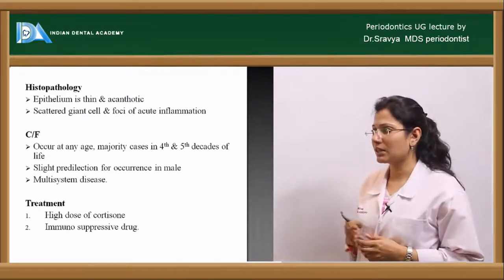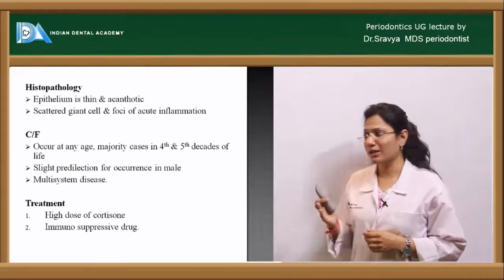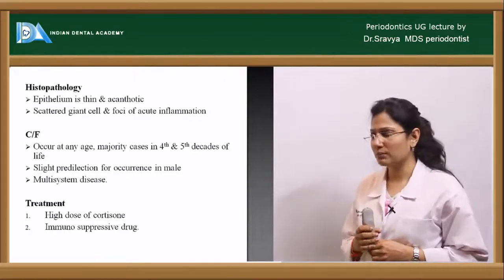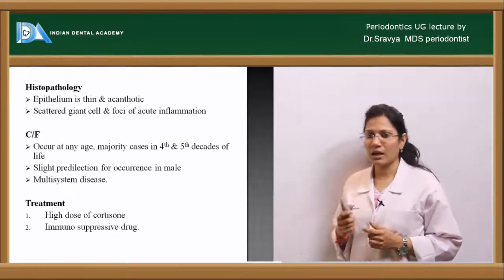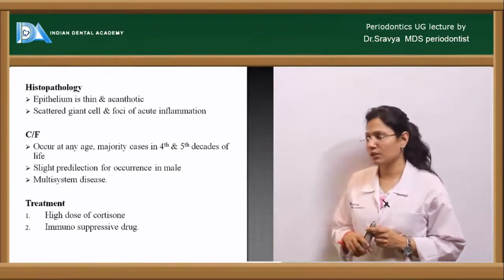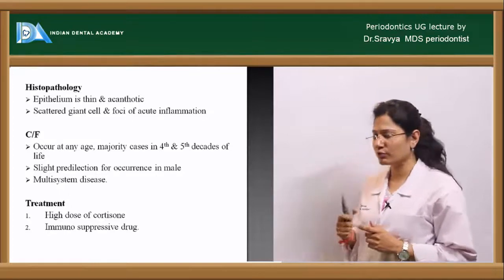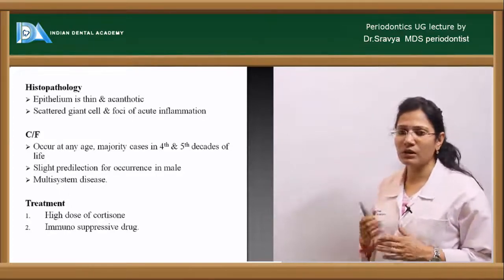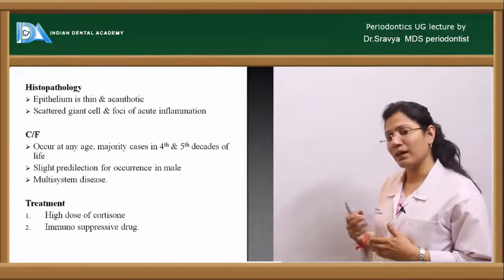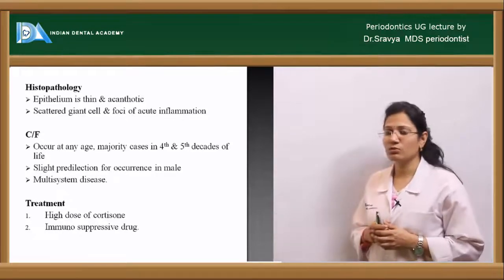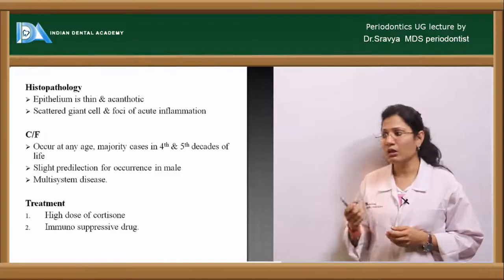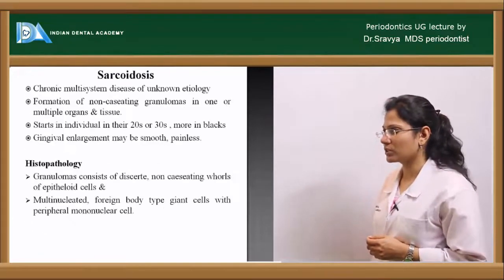Histopathology: the epithelium is thin and acanthotic, with scattered giant cells and foci of acute inflammation. The clinical features include occurrence at any age, with the majority of cases during the fourth to fifth decade of life. There is a slight predilection for males, and it can produce a multi-system disease. The treatment would be high doses of cortisone and then immunosuppressive drugs.